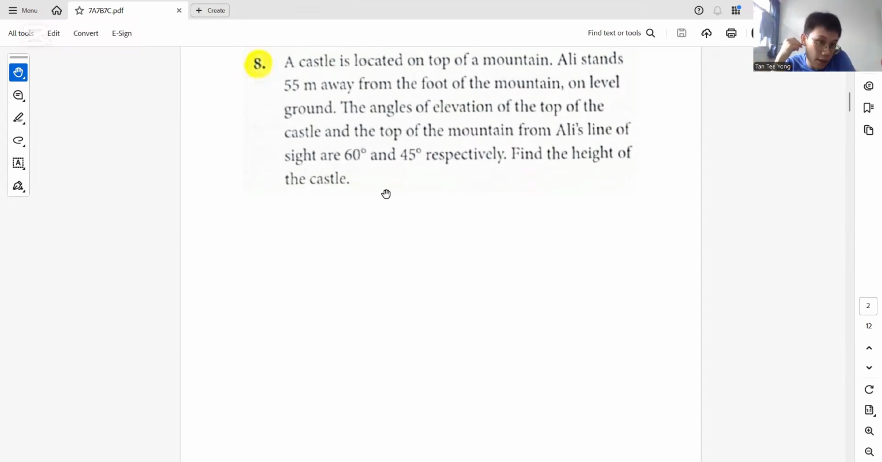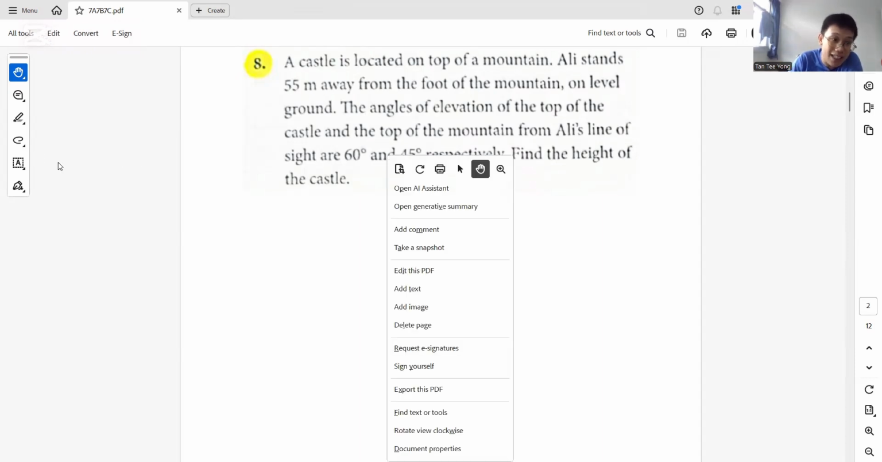A castle is located on top of a mountain, and Ali stands 55 meters away from the foot of the mountain. Let me draw the mountain and the castle first. It's not going to look nice. So a mountain, just assume a mountain like that, and a castle like that. I know it's very squarish, or rectangularish, but it's fine. Then the foot of the mountain is here. Then Ali, hold on, let me just get rid of this.